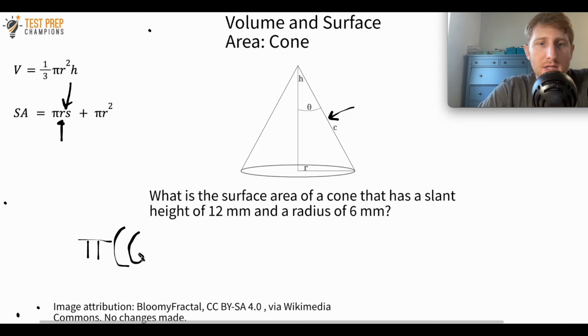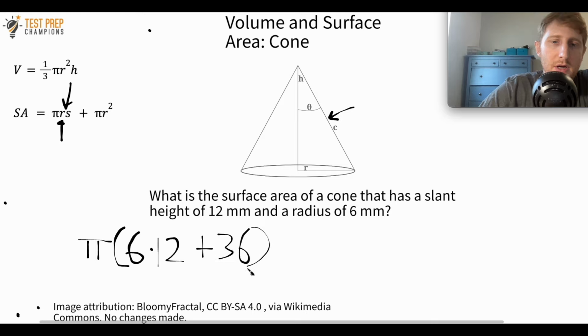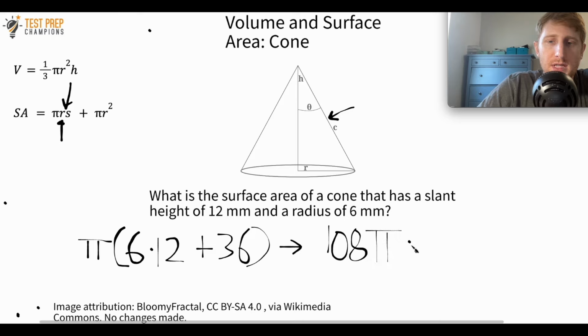I can write 6 times 12 plus radius squared, which is 6 squared. 6 squared is 36. So then doing this in your calculator, you get 108 pi. So if you left your answer like this, that's perfectly fine.